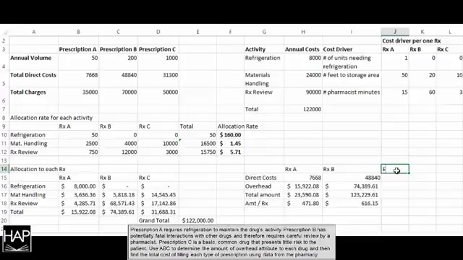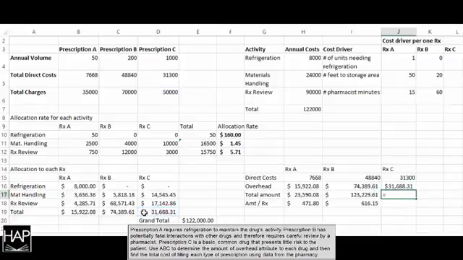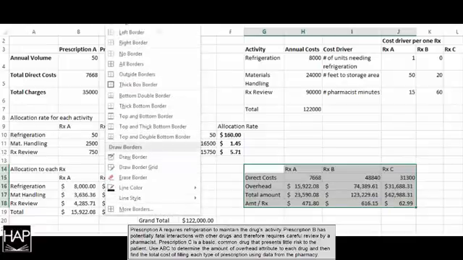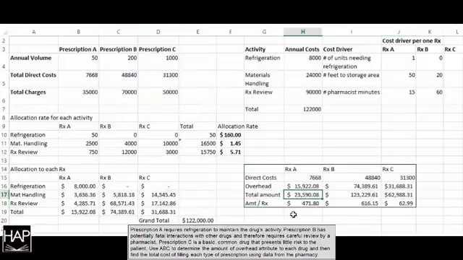And then to find out what prescription C is, again, I can take the direct costs that are given to me here, the overhead amount that I calculated by allocating the overhead. The total amount is just the direct cost plus the overhead cost, and the amount per prescription is the total amount divided by the annual volume. So these are the final costs that I obtain after taking the overhead and allocating it to each prescription based on the activity that is spent.